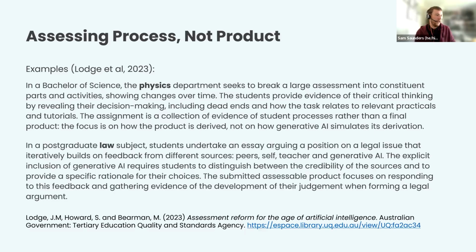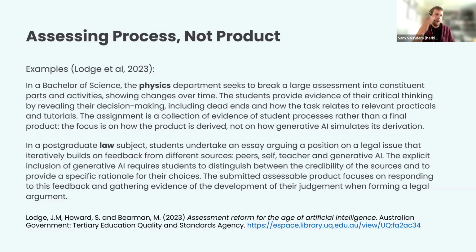And in a less hard science discipline, in a law subject, students undertake an essay arguing a position on a legal issue that iteratively builds on feedback from different sources: from peers, from the teacher, from themselves, or from generative AI. And the inclusion of the AI requires students to distinguish between the credibility of the sources. So why have you picked that over another one? And then give a rationale for that, which is obviously backed up by stuff within their field.